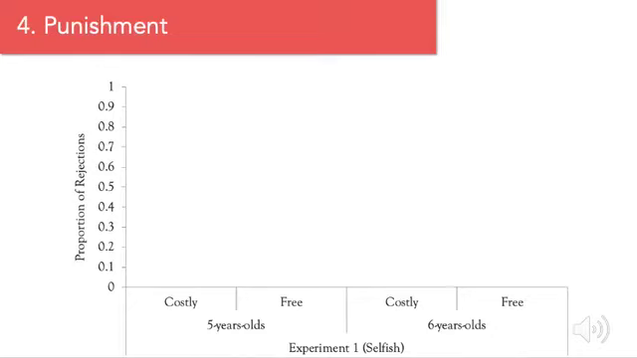Let's check out the results, and first I'll orient you to this graph. At the bottom on the x-axis you have costly and free conditions for the 5-year-olds and the costly and free conditions for the 6-year-olds. In this experiment, they're judging selfish allocations. And what is shown is the proportion of rejections in those different conditions.